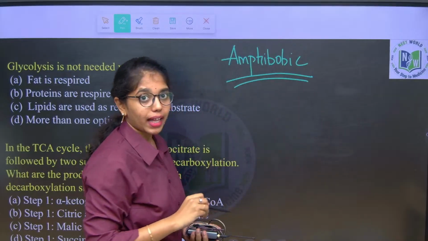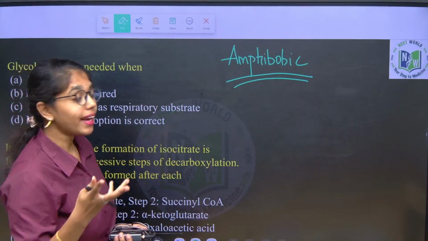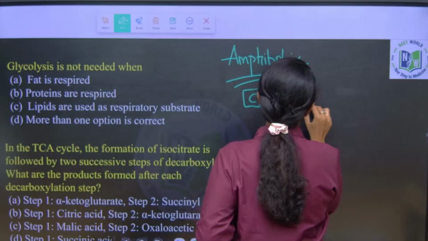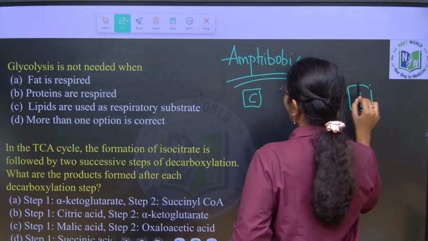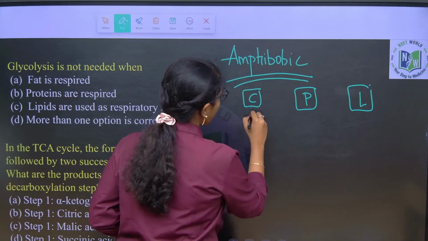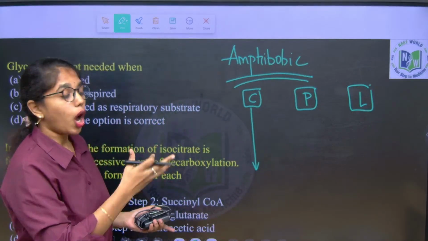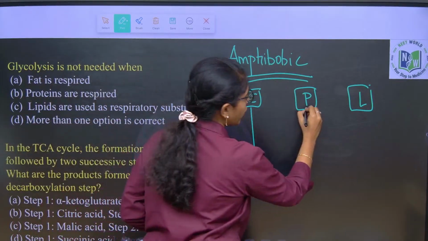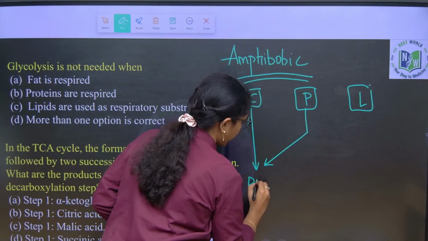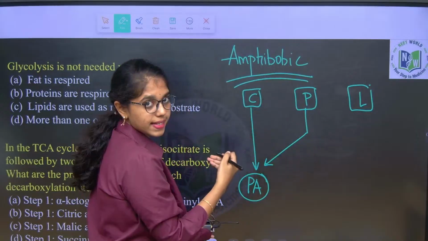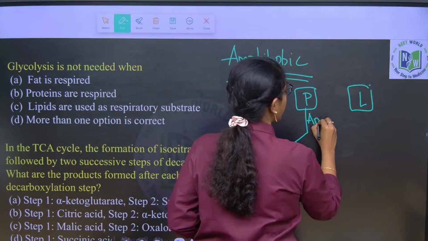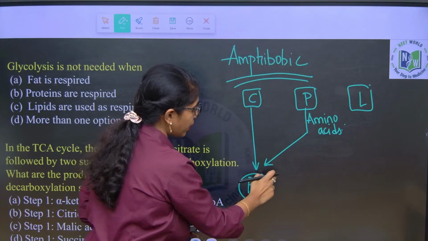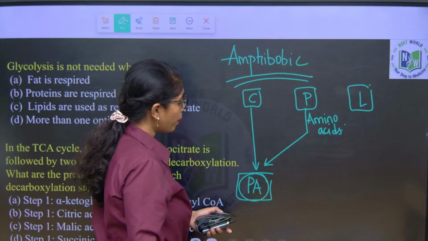So in the amphibolic pathway, in that chart of our respiration, we can remember that there are 3 respiratory substrates, that is carbohydrates, proteins and lipids. Fine, out of these, carbohydrates of course have to go with the chain of glycolysis, Krebs cycle and ETS, that will be the chain. But protein molecules will join directly at pyruvic acid, that doesn't need glycolysis. How? Protein molecules, after breaking into amino acids, can join the respiratory pathway through pyruvic acid.